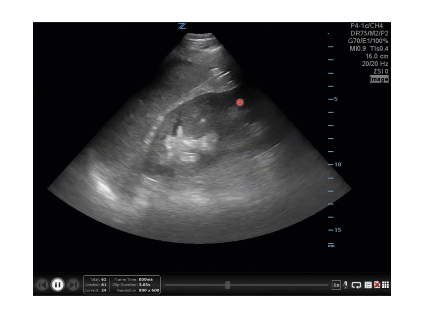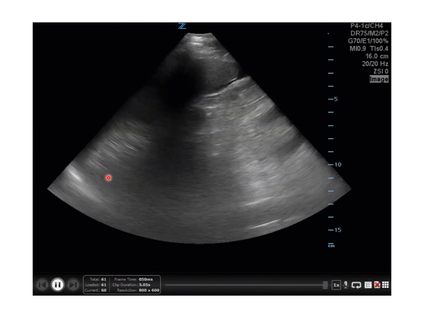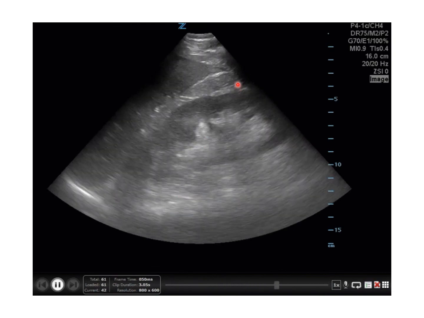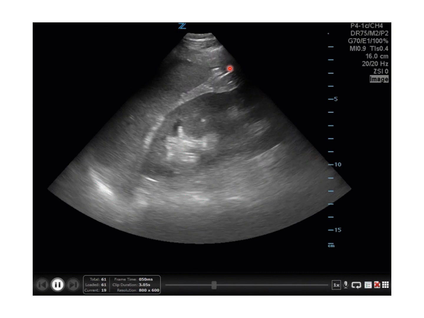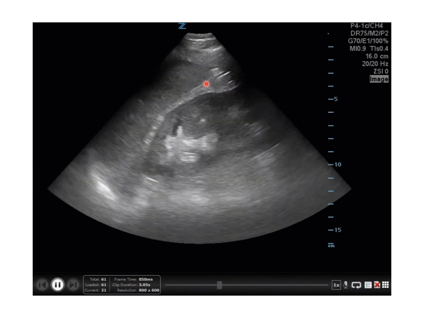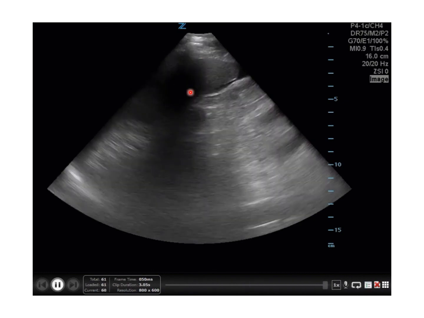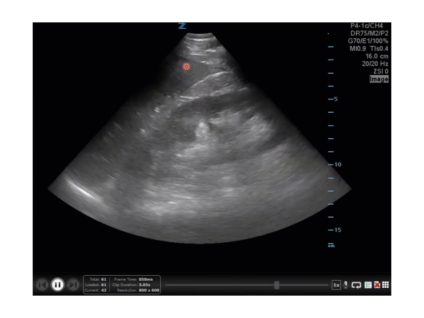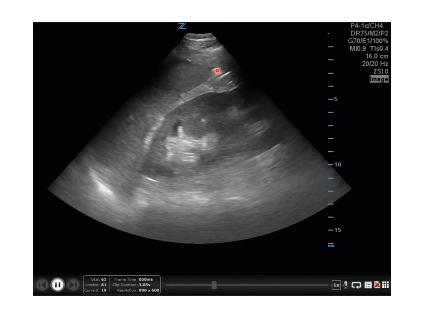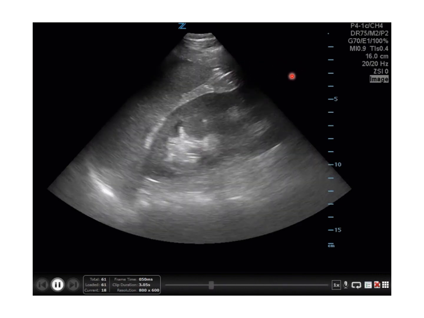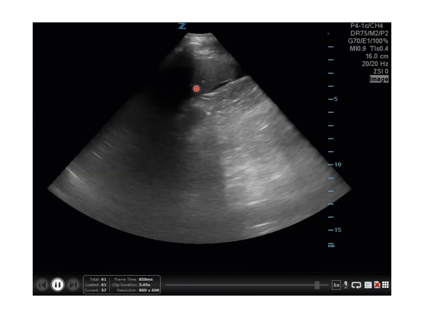All right, so here's kidney. This is spleen. So this is left upper quadrant view. And there's a small amount of fluid there. The way that you know that this is left upper quadrant and not right upper quadrant is that the spleen does not go down as far as the inferior pole of the kidney.